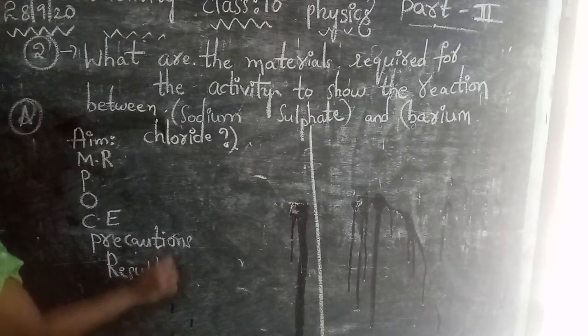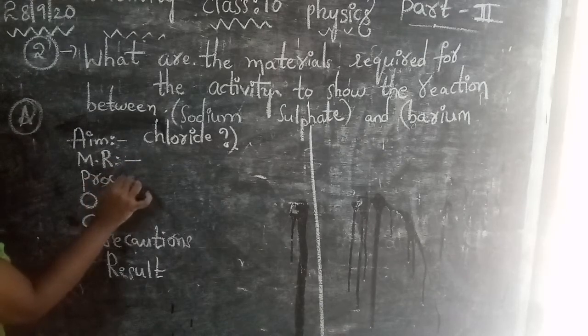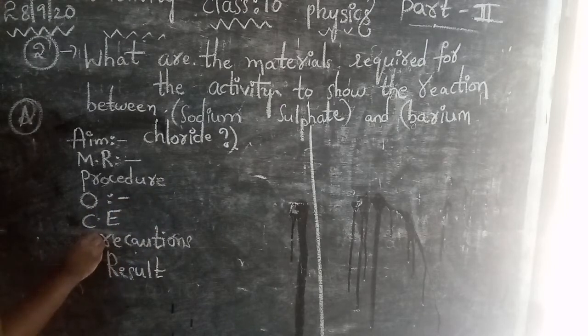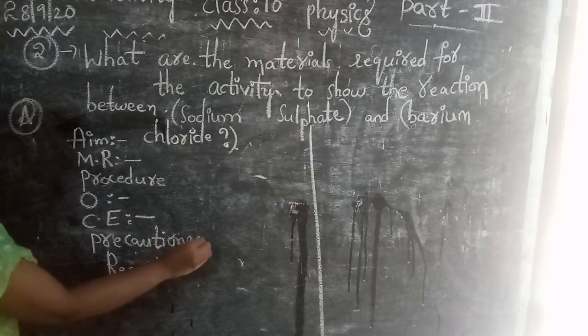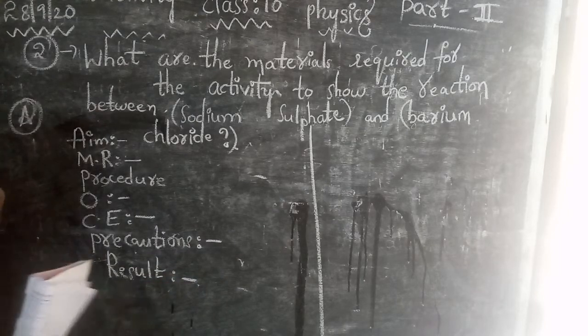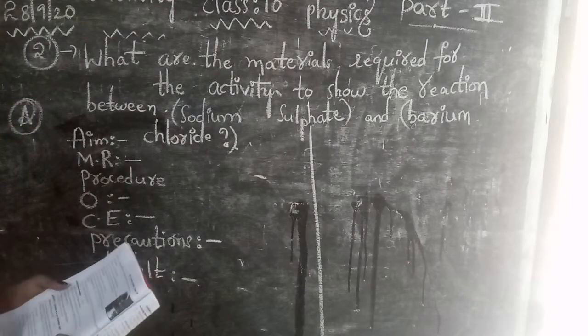Once again I am repeating. First is the aim. Second is materials required. Third is procedure. Fourth is observation. Next is chemical equation. Next is precautions. Then result. And for the particular activity we must draw the diagrammatic representation also.